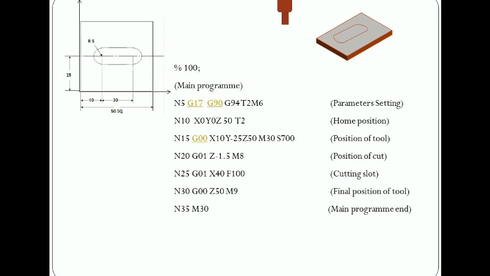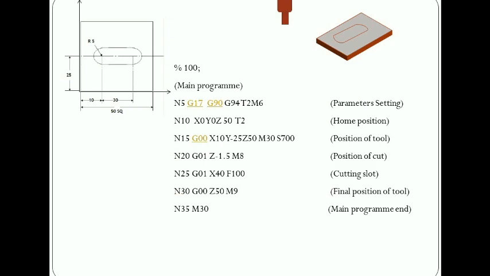Here I am considering a small example where I want to create a slot on a piece of metal 50 mm square. So the required dimensions are given here. The slot is at a distance of x equal to 10, y equal to 25, and it will run up to x40, y25. So let's see how the part program can be written.